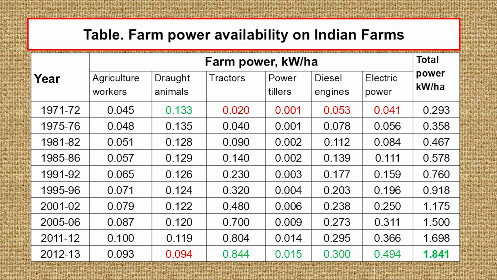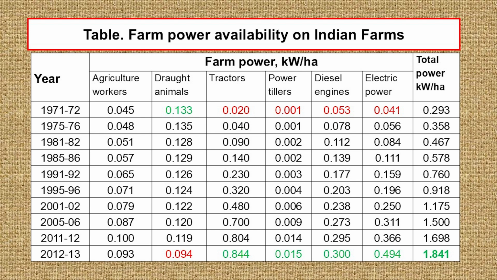Similarly, the trend also changed. Tractor power kept increasing from 0.02 kilowatt per hectare during 71-72 to 0.844 kilowatt per hectare in 12-13. Similarly, draught animal power decreased from 0.133 kilowatt per hectare during 71-72 to 0.094 kilowatt per hectare in 2012-13. Electrical power also increased, similar to tractor power. Diesel power also increased, similar to tractor power.